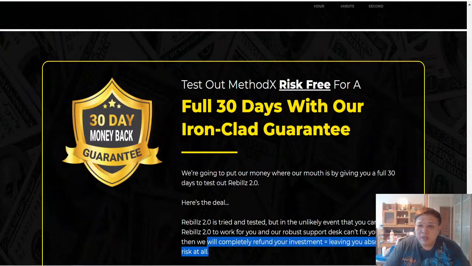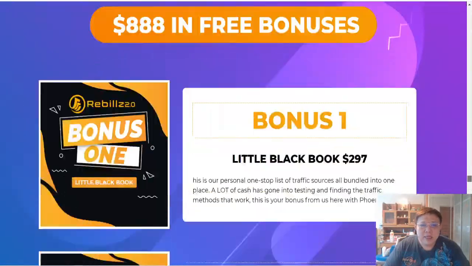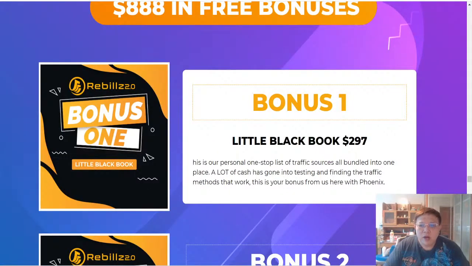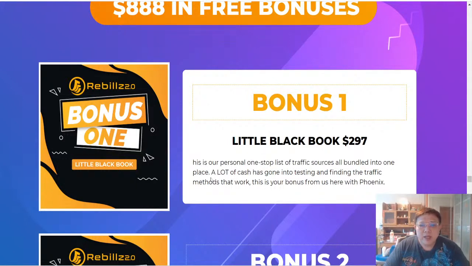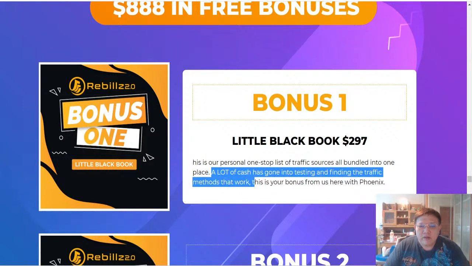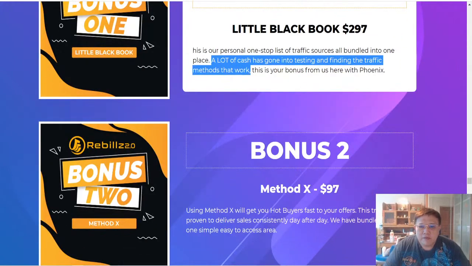Let's go back again to the main sales page of Rebillz and take a look at what bonuses they're offering now. This is the one that I mentioned. This is their personal one-stop deal with traffic sources, all bundled into one place. Nothing to hide. And look at what he says: a lot of cash has gone into testing and finding the right traffic method that works. A lot of cash. But he did not mention time also. A lot of cash and time will definitely have gone into testing and finding the correct traffic source, the correct select vendors. So this is what you will get from Rebillz.